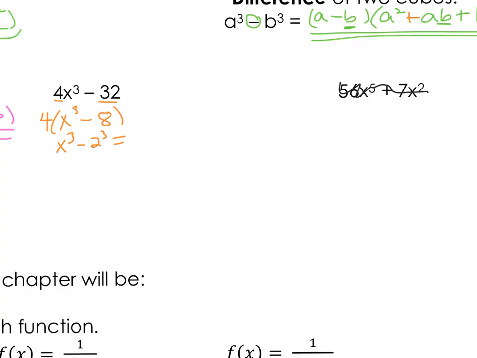And that would give us a little parenthesis and a big parenthesis. It starts off x minus 2. And then it'll go x squared for the first term. And plus x times 2 is just 2x. Notice it doesn't change sign. And then plus 2 squared, which is 4. And speaking of 4, don't forget that 4 as a common factor out in front.